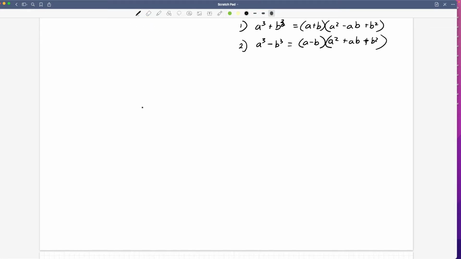So let's look at 108.1 and see if we can apply these. We need to factor x cubed y cubed minus p cubed.